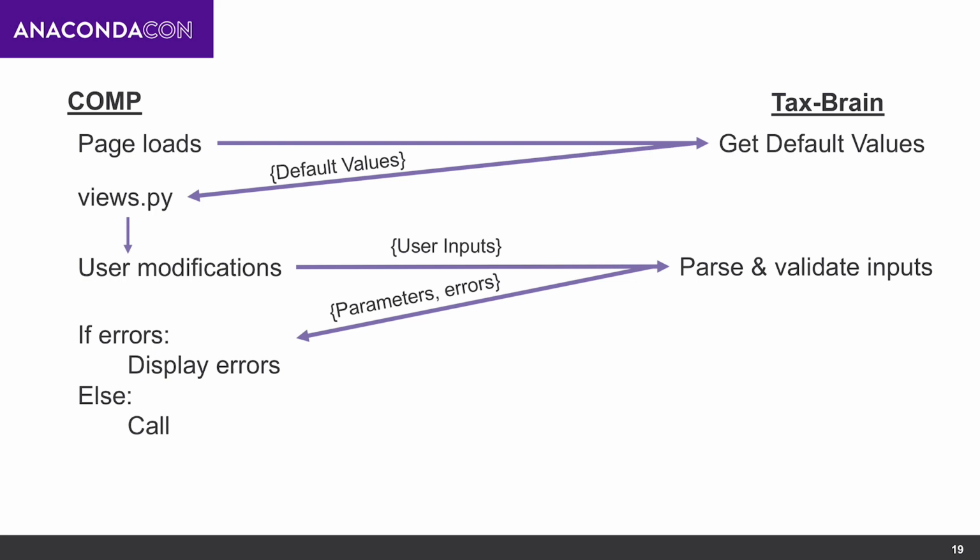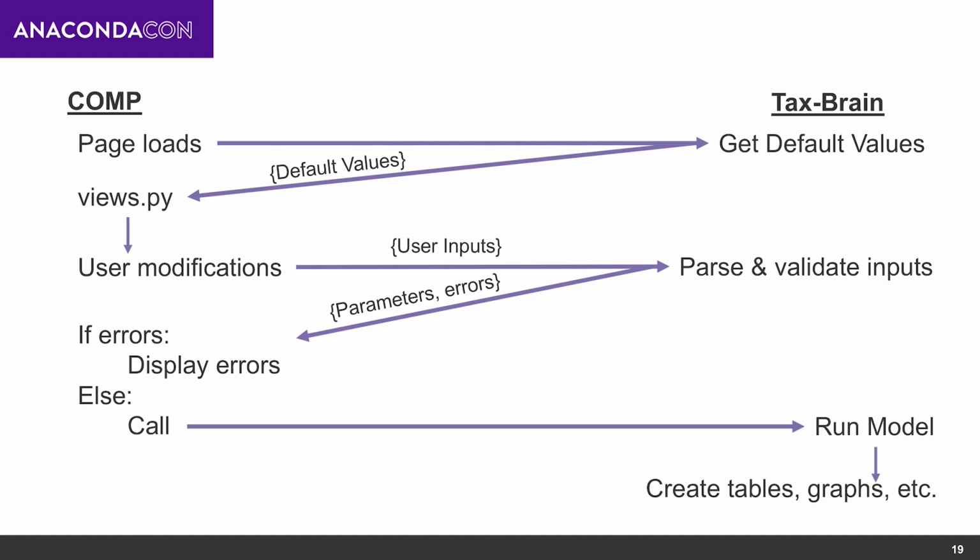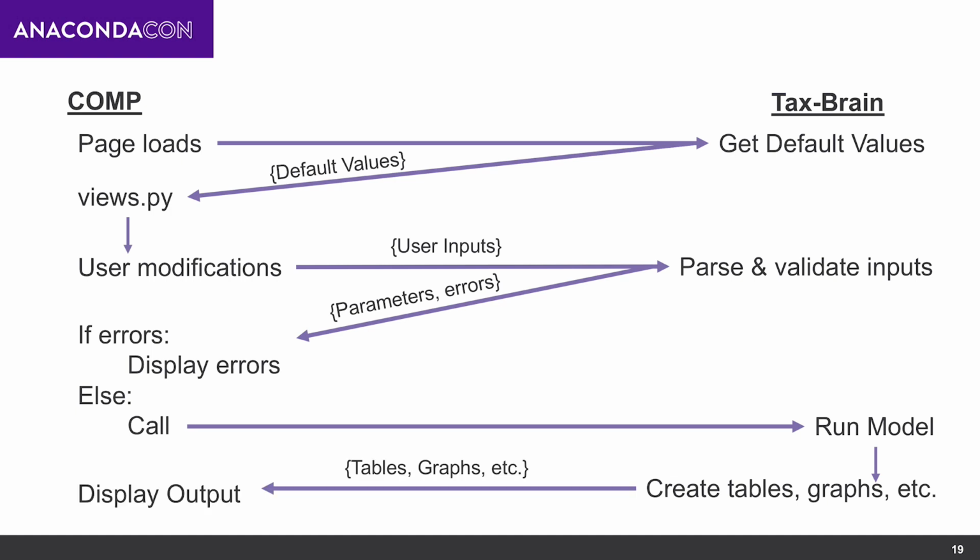And then those parsed parameters and errors, if there are any, are passed back to COMP. If there are errors, then they're displayed to the user, and the simulation is not run. If there are no errors, then COMP calls run model. TaxBrain runs a simulation, creates some tables, and graphs, CSVs, and all of that stuff, and it's passed back to COMP and shown to the user.